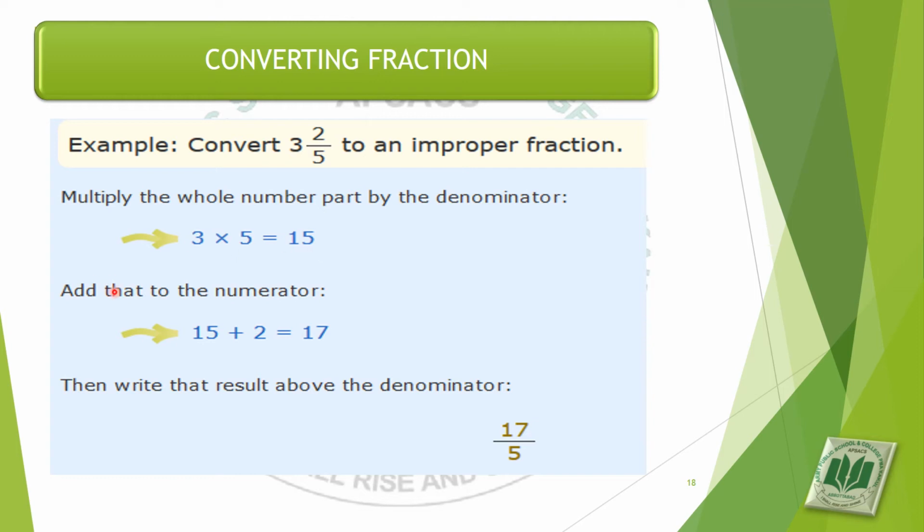In the second step, we add this 15 to the numerator. The numerator over here is 2. So we will add 15 plus 2, which is equal to 17. So the required result above the denominator is 17 by 5.